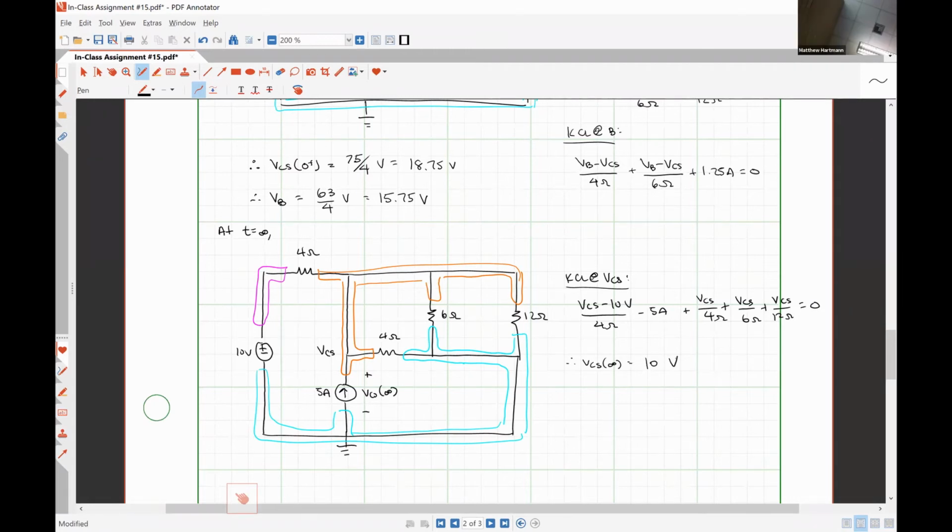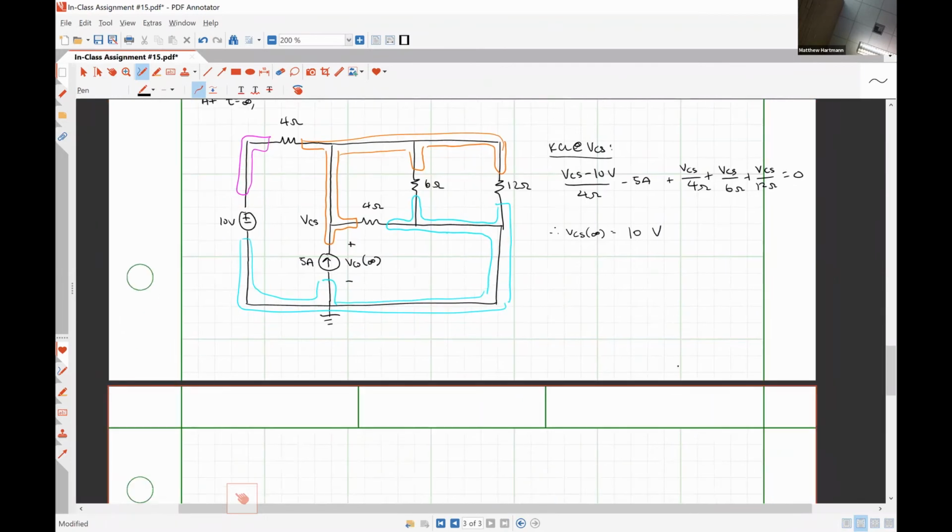I get 10 volts. Yeah, that's what I got. Alrighty, so we now know how the circuit's behaving at t is equal to 0 minus, t is equal to 0 plus, and t is equal to infinity. So we need to look, step 4 is determining our time constant, right?